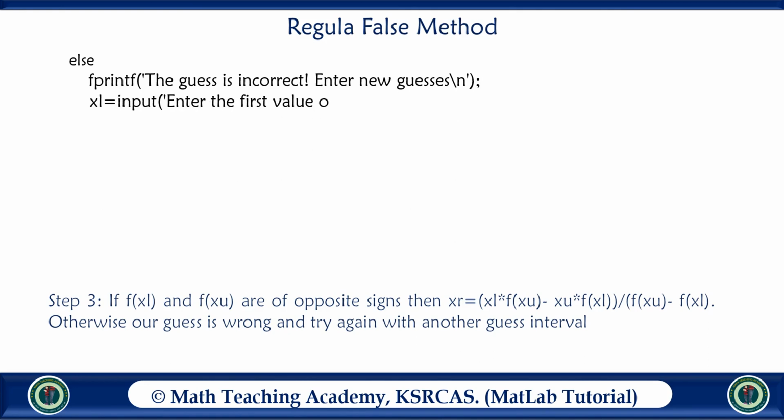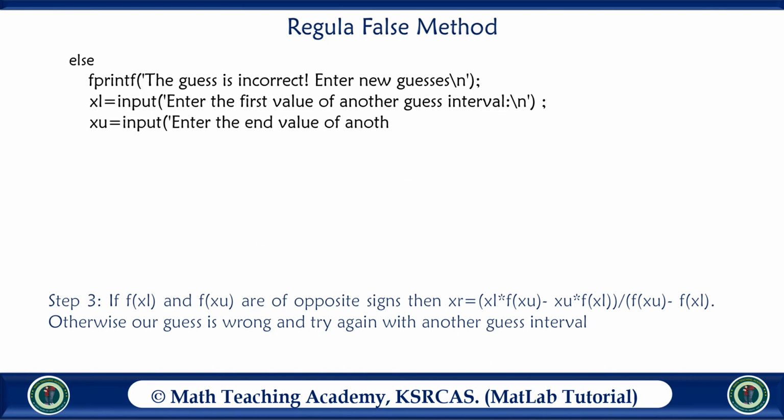And then xl is equal to input, enter the first value of another guess interval \n. This command will display the text, enter the first value of another guess interval, on the screen, and wait for the user to enter the value. After the user has entered the value, that entered value will be stored in the variable named xl, and then the control will be transferred to the next line.